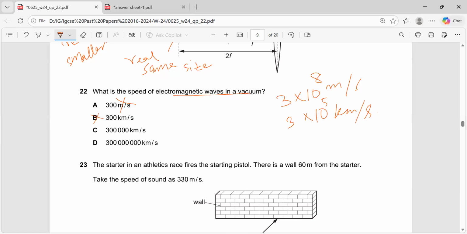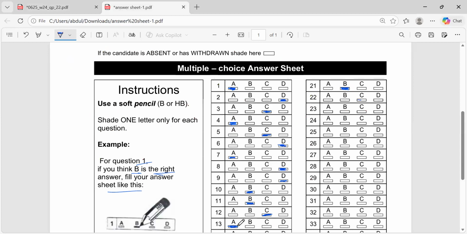This one is also out. No, see, 10 raised to power 5. 1, 2, 3, 4, 5. Answer is C, because this can be written as 3 times 10 raised to power 5 kilometers per second. So answer for 22 is C.